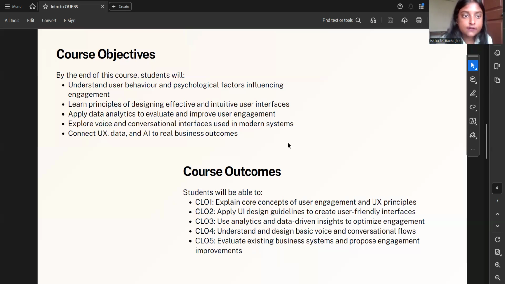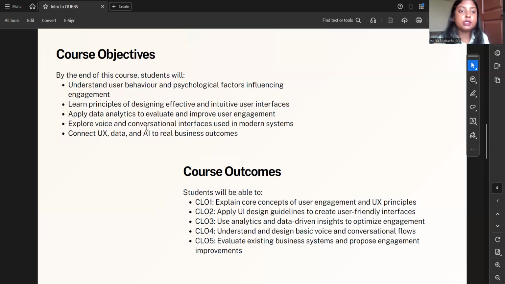The main objectives of this course are that by the end of it, you will understand user behavior and the psychological factors influencing engagement. There are some psychology and emotions related to user engagement, right? You are interested in something, liking something because it is connected to your psyche. So we are going to understand the psychological factors.